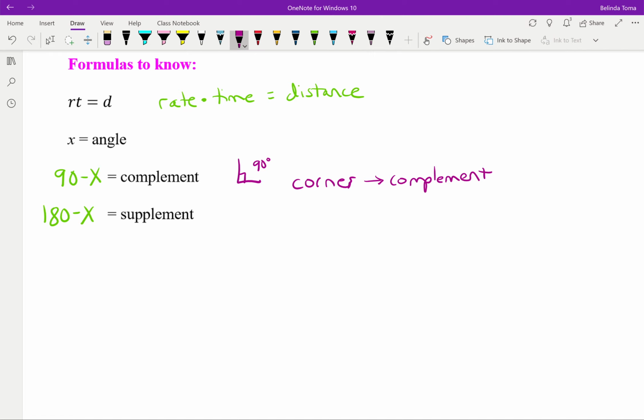And then if we think about a straight line, we know that a straight line is 180 degrees. So again, I think of the word straight, and that goes with supplement. So that's only if you get those two confused. That's one little way that you can try to keep them apart.